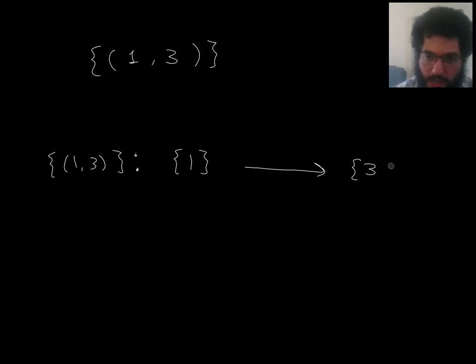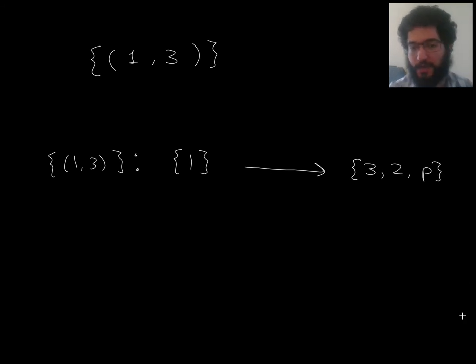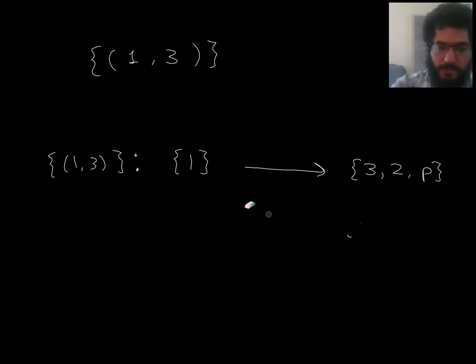Also, I could list some other things like 2 and p. That would still be correct, because all I need to write here to make this assertion true is a set that contains the range as a subset. And the range is this. The range of this thing is this. Okay.